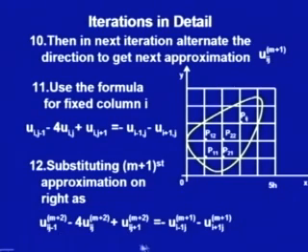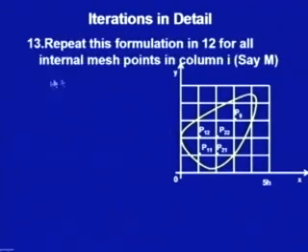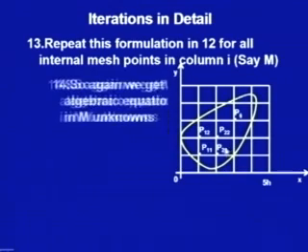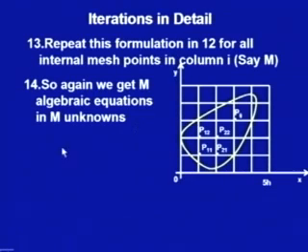Now, using this, we substitute those values and get the equation over here, certainly with the boundary condition. We would do this at all internal mesh points. So, let us say that for a fixed column i there are m points. Then we will again get m algebraic equations in m unknowns. We can again solve them using Gauss elimination, because the equations here would be of the form of a tridiagonal matrix.